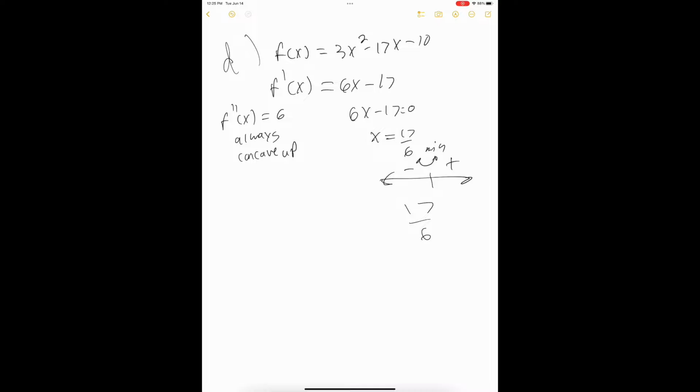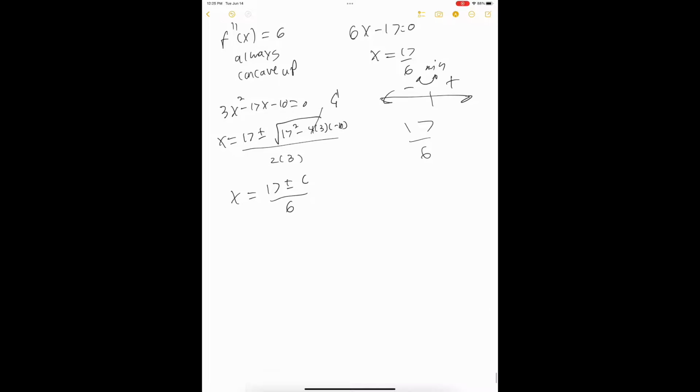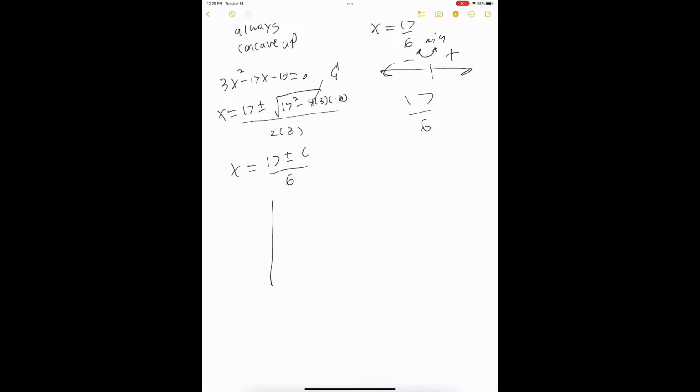Now we're going to take the second derivative, which is just a positive constant, so we know that we're always concave up, which a parabola should be, right? If we wanted to find the zeros of this function, we should use the quadratic equation, which is going to be 17 plus or minus the square root of 17 squared minus 4 times 3 times negative 10, and that's all going to be over 6, right? So I'm not going to bother multiplying out what that square root term is. I'll just call it c, right?